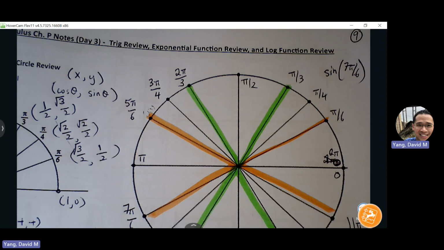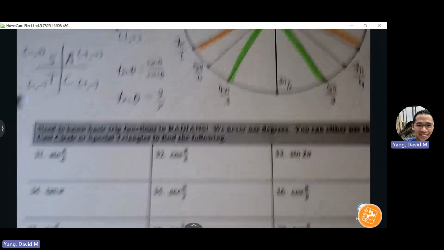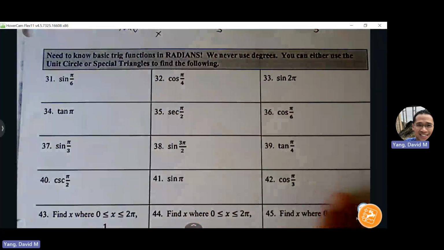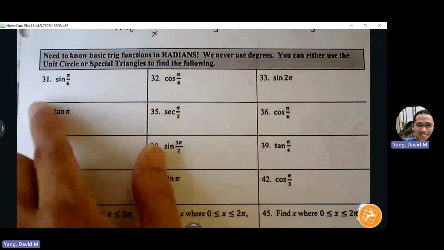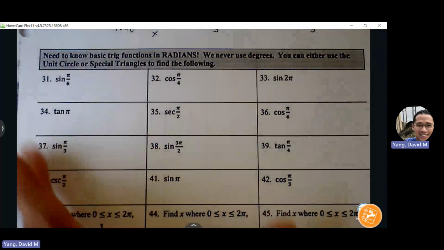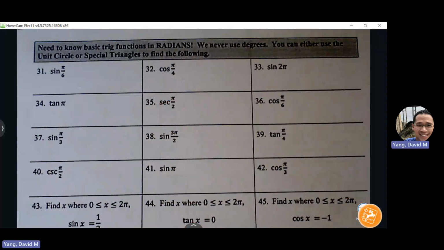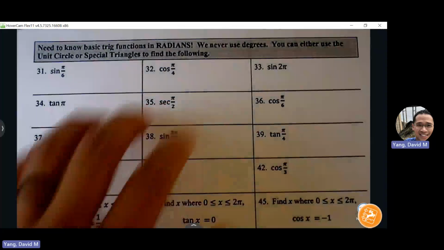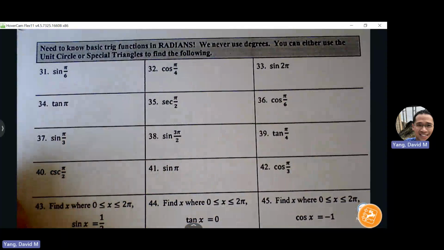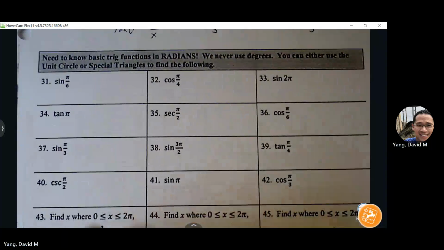Right, so we got a chance to go through the unit circle. We didn't get a chance to do much of this, right? So let's see if we can fill out 30. Did we do 31 to 45? No, we haven't. Okay, all right. So use your unit circle and see if you're able to find these mostly first quadrant values.